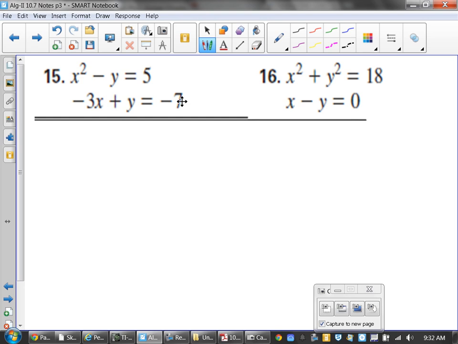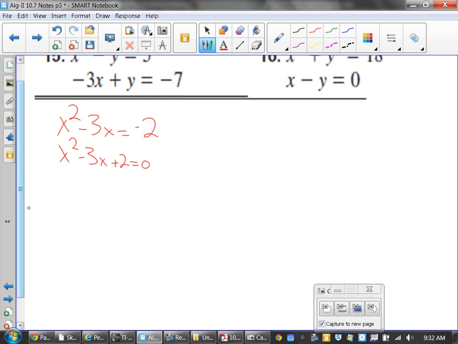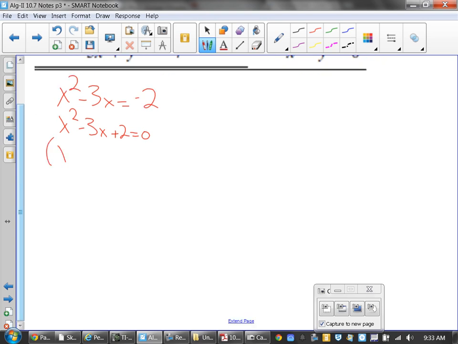If I just add these two equations together, I get x squared minus 3x equals negative 2. Moving over, x squared minus 3x plus 2 is 0. By doing that, I eliminated the y value. I can solve for x real quick via factoring. You get (x minus 2)(x minus 1). So your zeros, therefore, are 2 and 1.